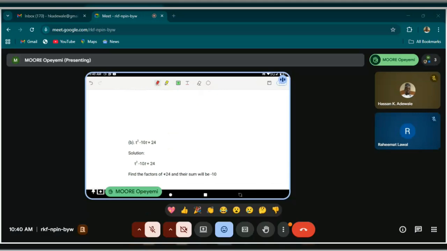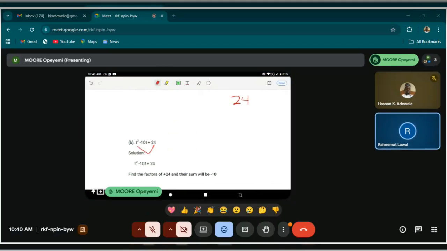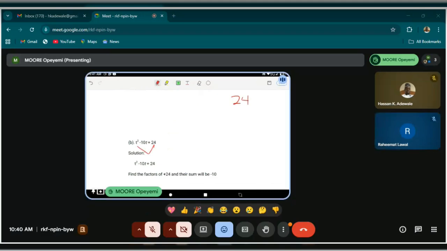Okay. This is another question. t squared minus 10t plus 24. Just like the way we did that one, we find the product of the first and the last. So this one is also 24. What are the factors of 24 that when we add, will give us minus 10, and when we multiply, will give us 24? Can you try that? 4 and 6. There must be a sign. Remember, the middle one is minus 10.